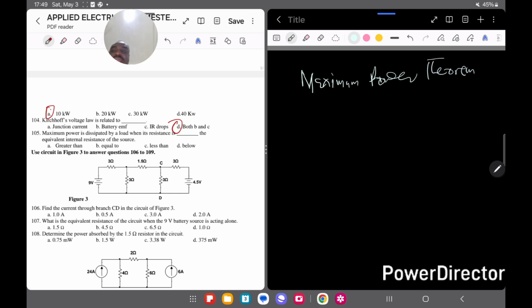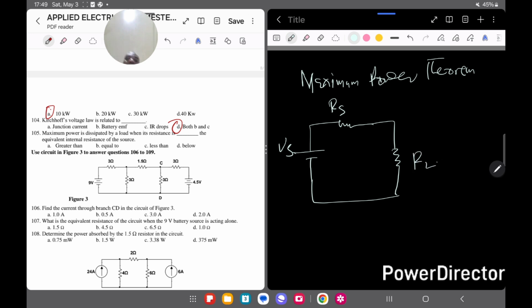What the theory is saying is that if you have, for example, a battery, which is a voltage source Vs, then you have Rs, meaning the internal resistance of the battery. Now you connect that to a load resistor, RL.